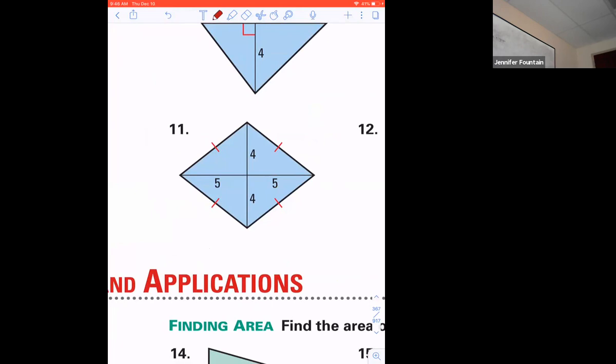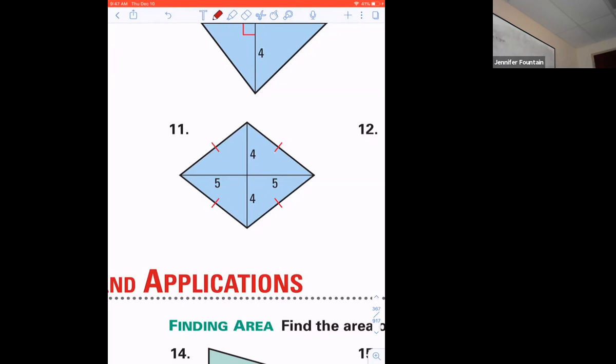What kind of shape? How many congruent sides does it have? 4. Do I have right angles? Does it mark right angles? No. So therefore I know it's not a square. So what other shape is like a square, but it has 4 congruent sides? Rhombus. What's my formula for a rhombus? 1/2 D1 times D2.